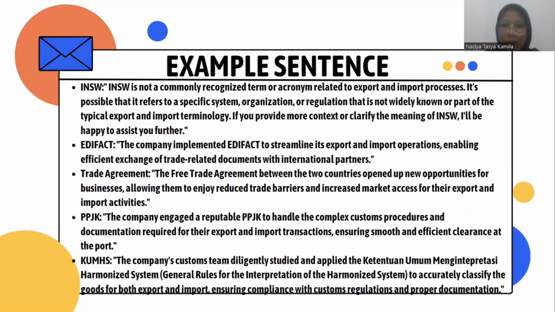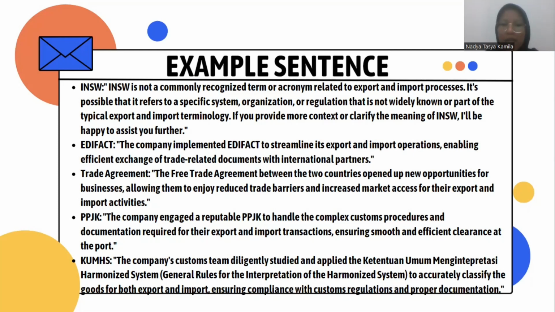INSW is not a commonly recognized term or acronym related to export and import processes. It is possible that it refers to a specific system, organization, or regulation that is not widely known as part of the typical export and import terminology. If you provide more context or clarify the meaning of INSW, I'll be happy to assist you.